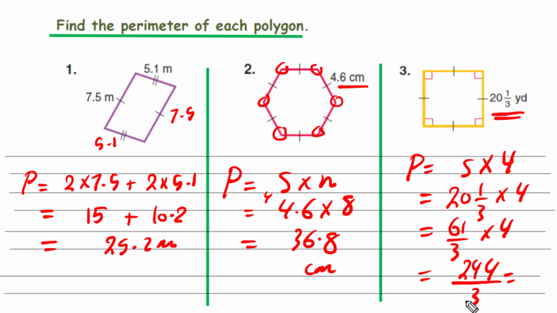We can write it as a mixed number. 24 divided by 3 equals 8. 4 divided by 3 equals 1. What about the remainder? It will be 1 over 3. Now we get the perimeter is equal to 81 and 1/3 yards.